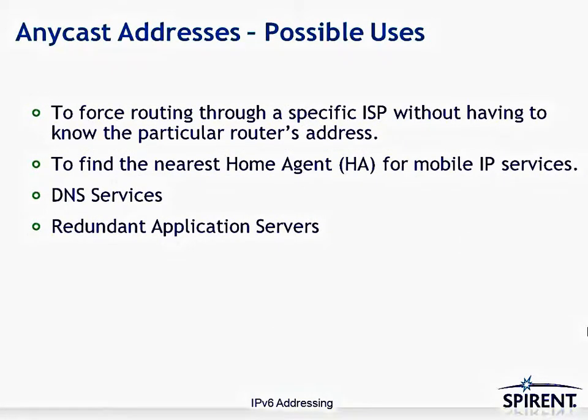Possible uses of Anycast addressing are to force routing through a specific ISP, and to find the nearest home agent for mobile IP services. As you travel from cell site to cell site, for instance, you want to find the nearest home agent, using a well-known address, or an Anycast address, of course. Other uses are DNS services, looking for the closest DNS server to you, and redundant application servers.